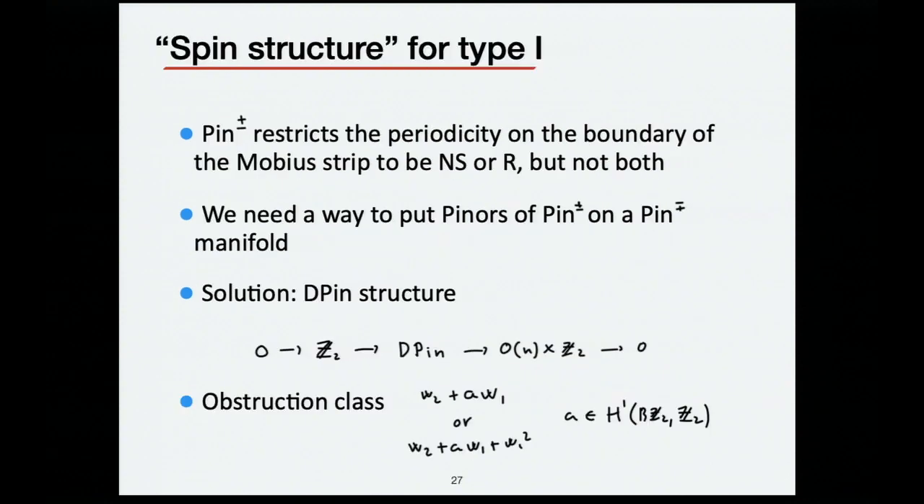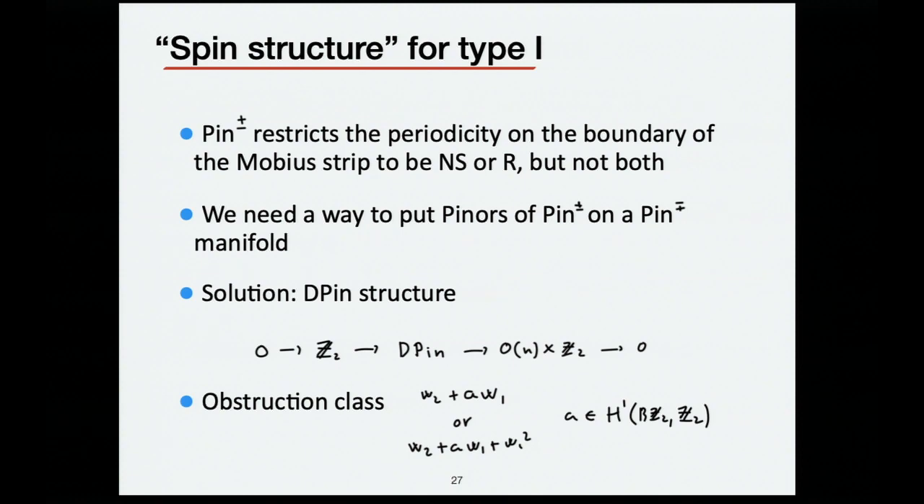So let me talk now about spin structure for type 1. There's a problem with having only a pin plus or a pin minus structure. So there was no hope that you would get a type 1 string from doing this. And the reason is because if you have a pin minus or a pin plus structure on the boundary of the Mobius strip, then that forces the periodicity of the boundary to be never Neveu-Schwarz or Ramond.